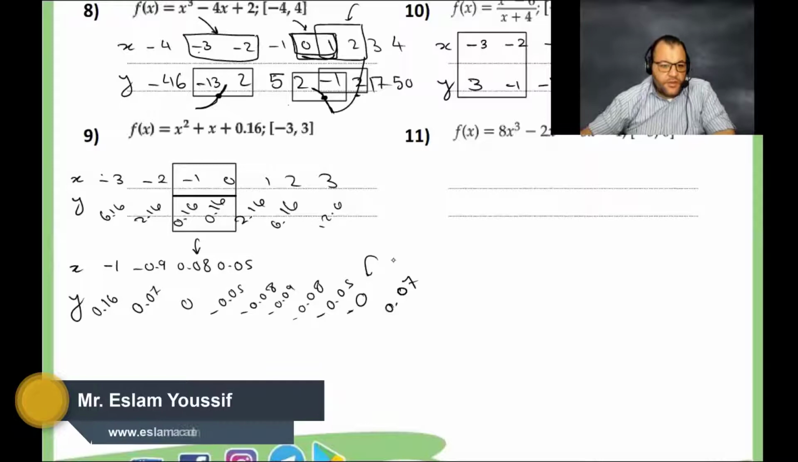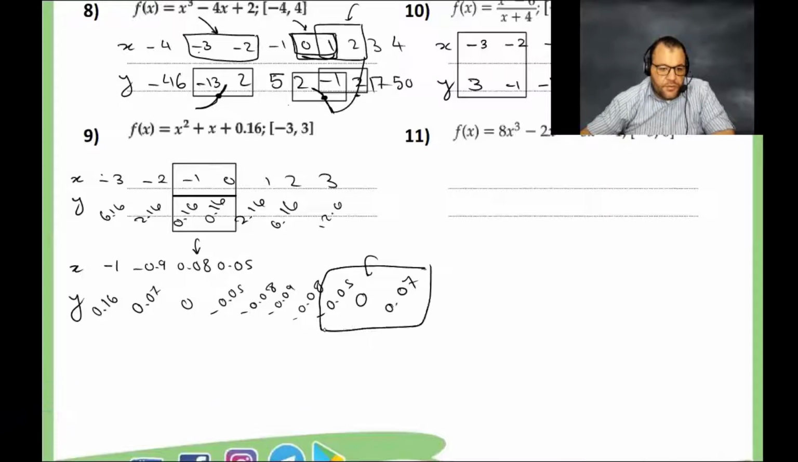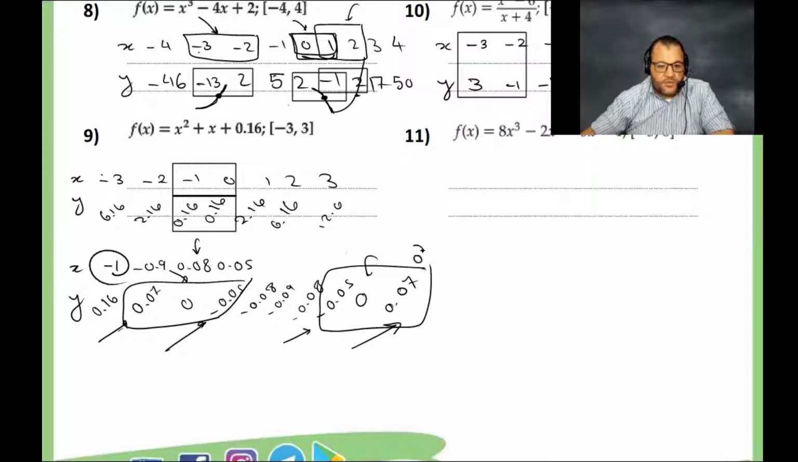Then 0.07. If you look at these numbers, it's negative, then it becomes positive. It means there is 1 zero. This one is positive, then becomes negative. It means we have here 1 zero. So there are 2 zeros between -1 and 0. Any problem for this one? That's how we can solve the first one, number 9.